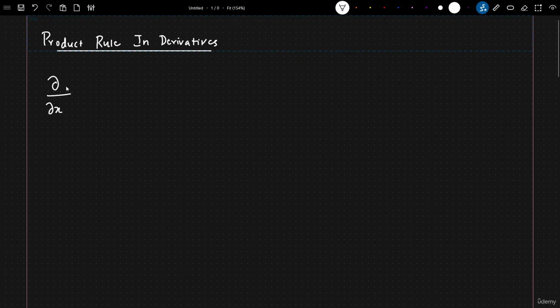So first of all, let's consider the derivative with respect to x. And here I'm going to use two functions. Let's say one function is h of x and the other function is f of x. So we are going to do the product of these two functions, right? And if I really want to find the derivative of this with respect to x, how do we find it? First of all, we write the derivative of h of x multiplied by f of x, plus h of x multiplied by the derivative of f of x.